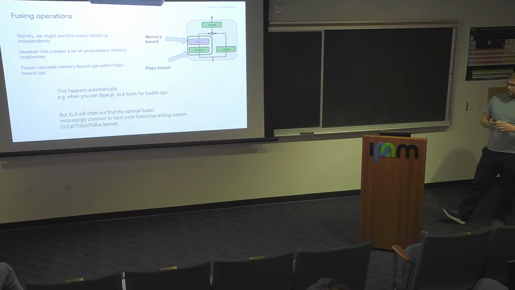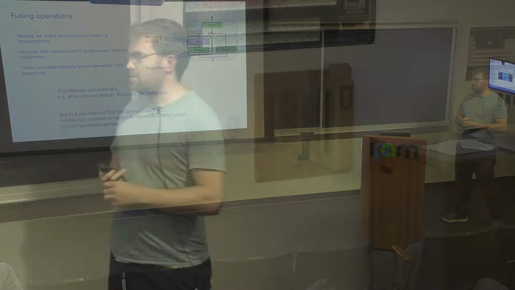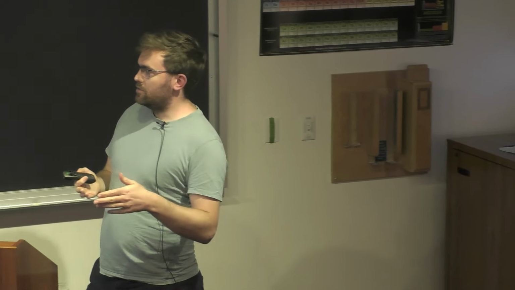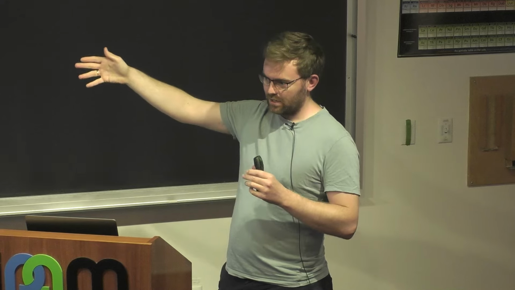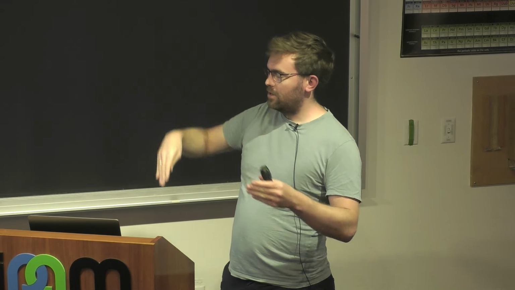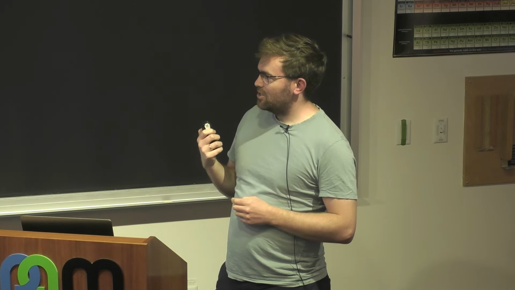But of course, your compiler won't find the optimal fusion most of the time. So it's becoming increasingly common for people to hand code these fusions by writing custom kernels, in Pallas or CUDA or Triton. That means explicitly telling the device exactly how to run the operations and exactly when to move memory around. We're getting to the point where you actually can't make a model competitive with state of the art without writing custom kernels for your new model. It's becoming a core skill, which is intense.